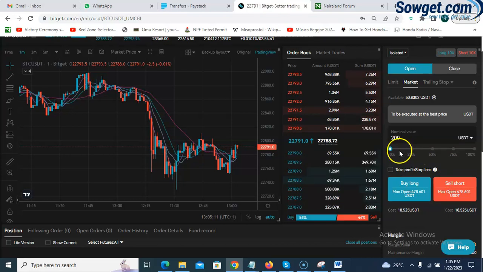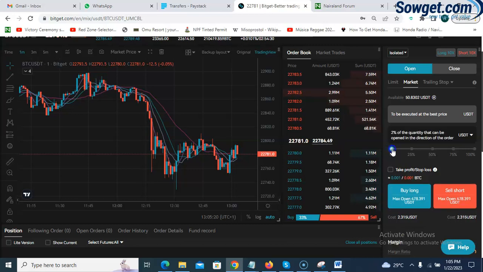You can also use this if you don't want to enter your nominal value here. You can just simply say, okay, you don't know the value of the trade. You can just simply use this drag button here. So what this means is that it will just tell you the percentage of your total balance in your futures wallet. How many percent do you want to use as margin?